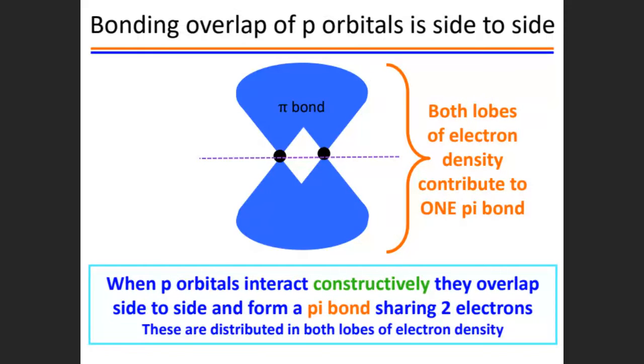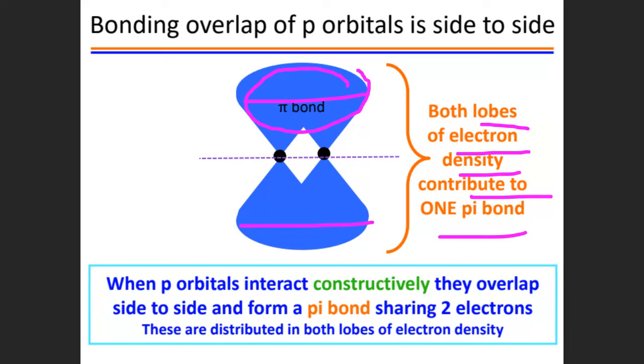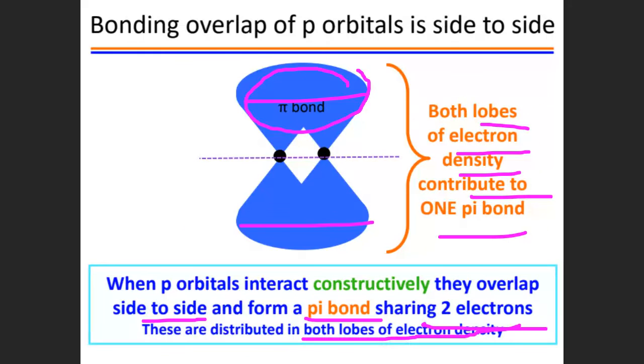See here the pi bond that I was trying to say. Both loops of electron density contribute to one pi bond. Whatever we have side by side will contribute to one pi bond, and these are the head-to-head sigma bond. When p orbitals interact constructively, they overlap side by side and form a pi bond sharing 2 electrons. These are distributed in both loops of electron density. So this is how they will make it.